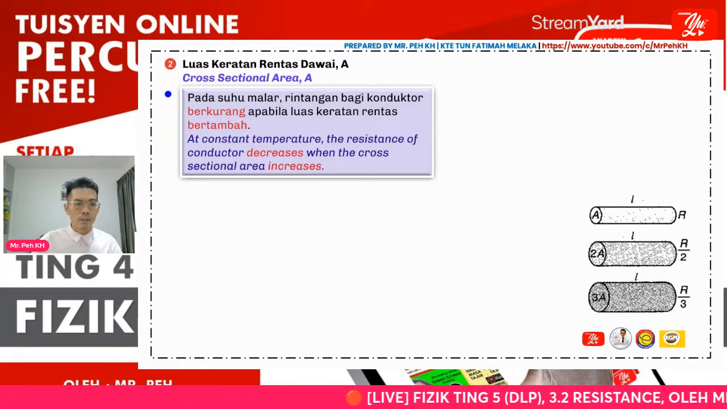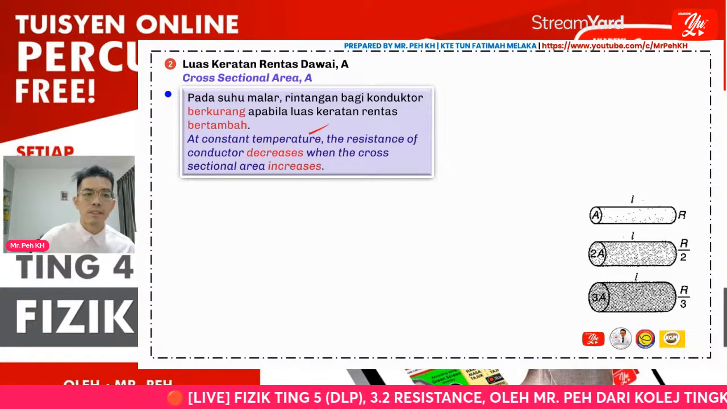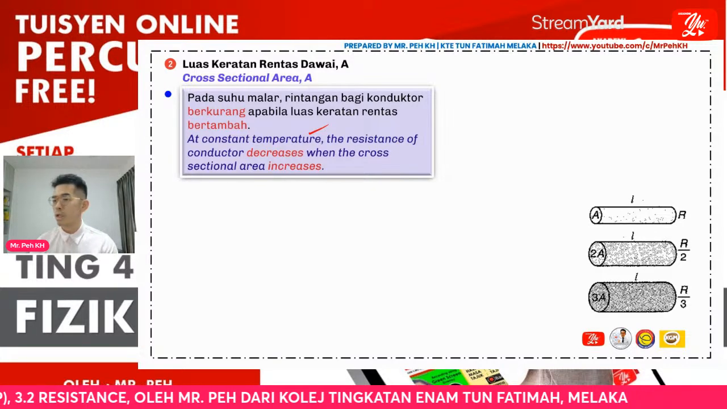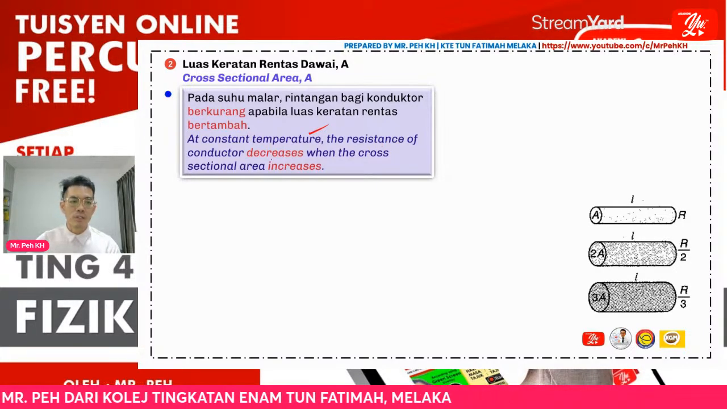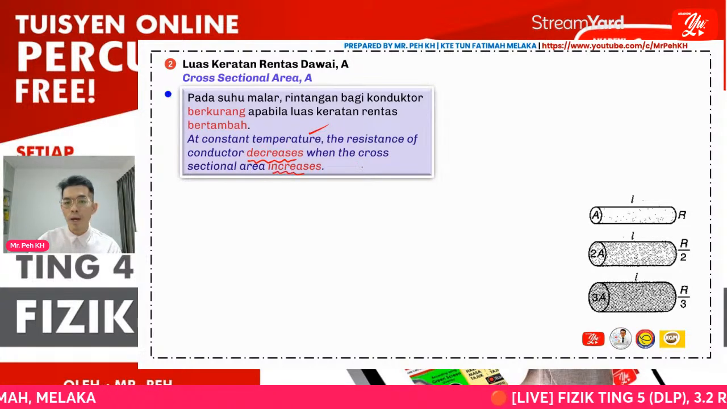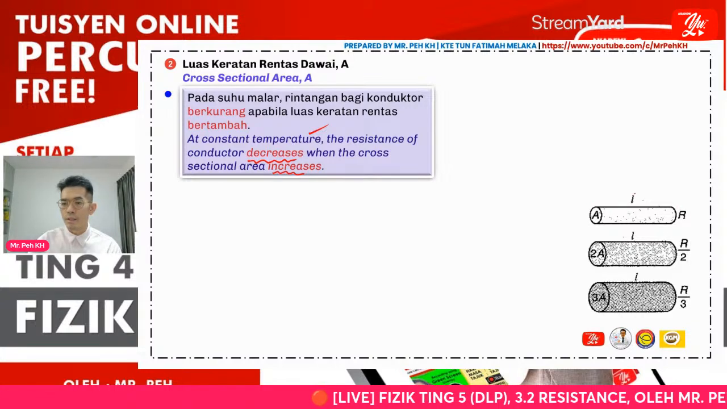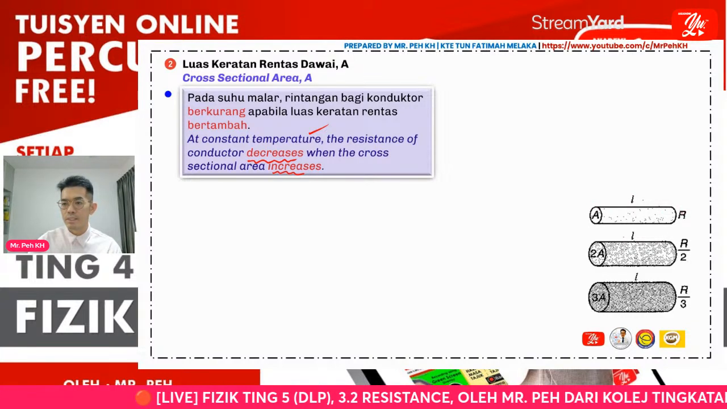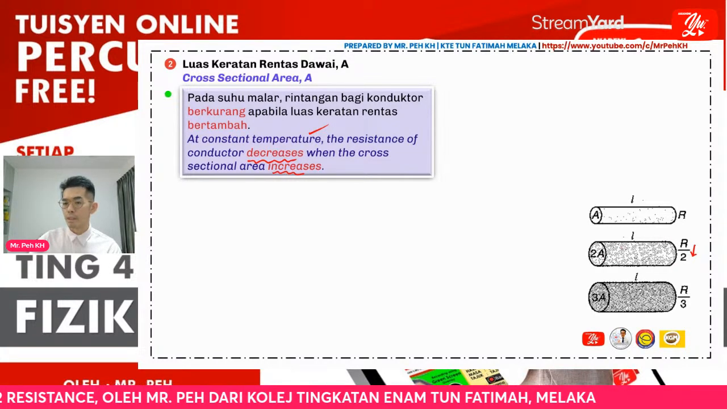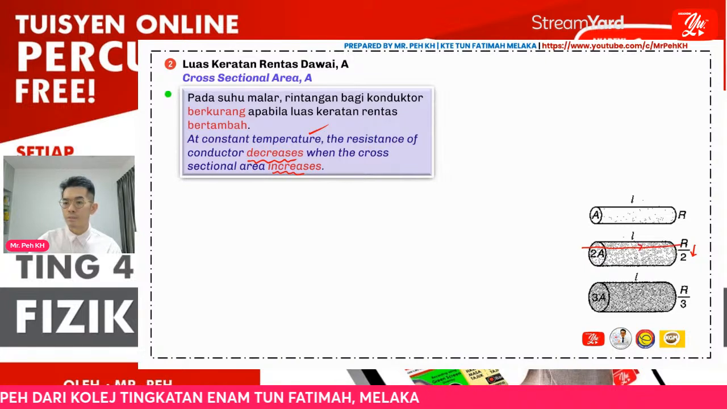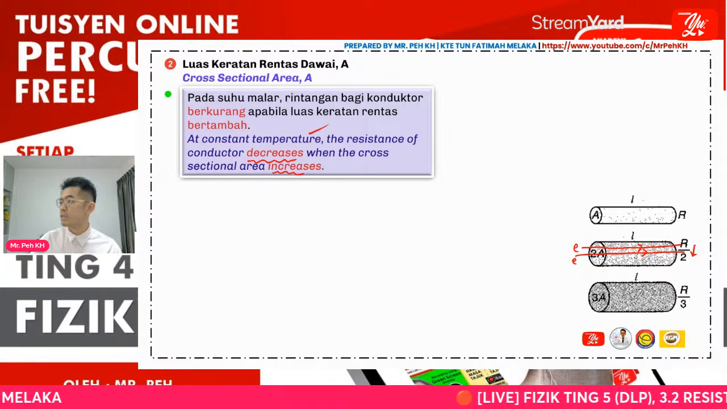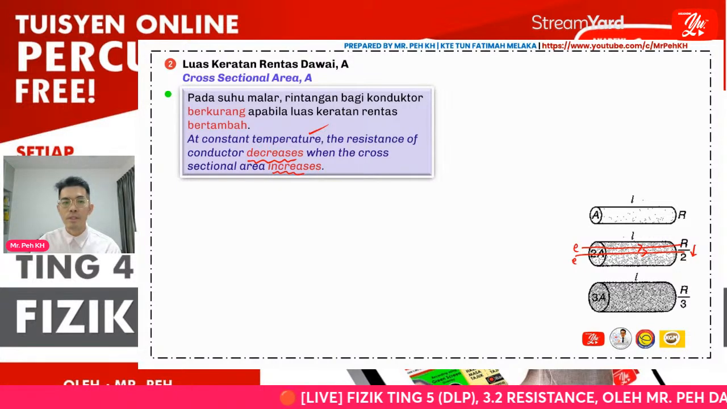Okay, so here at constant temperature, you see I always set constant temperature as mentioned, because the temperature may affect the resistance value. So the resistance of the conductor decreases as the cross-sectional area increases. So why? You can see from this figure. When at A, the resistance is R. When 2A, that means the diameter is bigger. Resistance is reduced because when the diameter increases, more electrons will be able to flow through. So the resistance will decrease, or the current flow will increase.